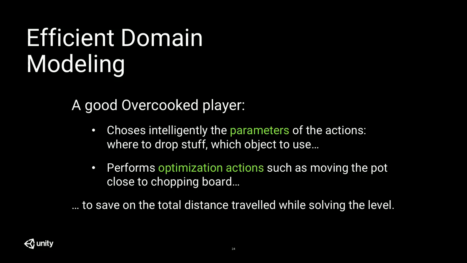So we need to choose intelligently which parameters go into an action, which objects do we consider, what locations do we consider. And beyond that, we also want to add the ability for the planner to choose what we call optimization actions. And what we mean here are actions that may not have an immediate benefit or may not immediately accomplish a goal, but may set us up for better success with all the actions that come after it.